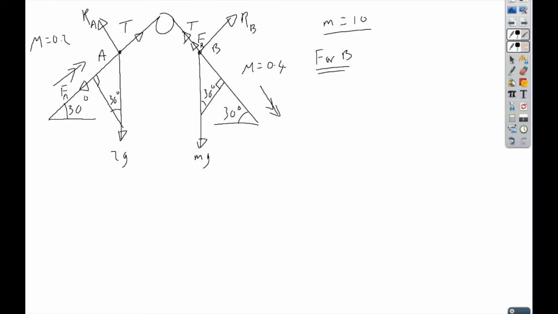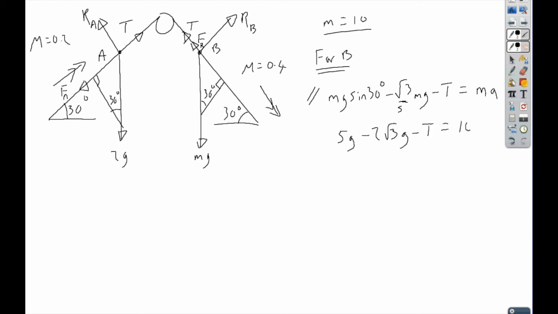Okay, so in terms of resolving parallel to the slope, I'm going to have the positive force first of all, which is the weight, mg sine 30 degrees, and then subtract from that the frictional force, which if you recall was root 3 over 5 mg. Subtract the tension, I'll say a bit about that in a second, and that's equal to the mass times acceleration, m times a. And I'm just going to put in m equals 10 there. Okay, so m equals 10, that will simplify to 5g, subtract 2 root 3 g, subtract T equals 10a. And I'm going to label that equation 1.